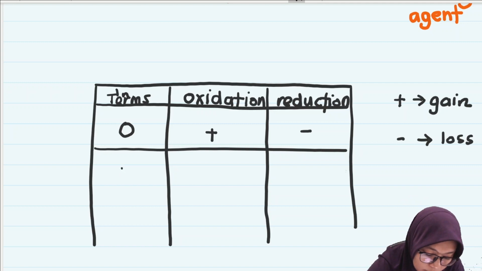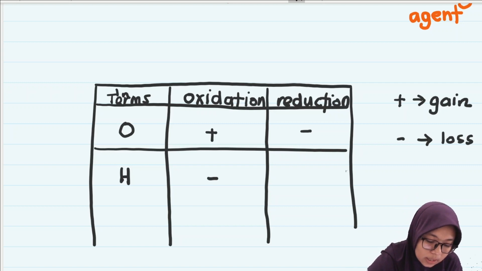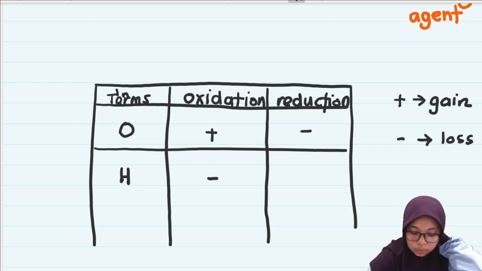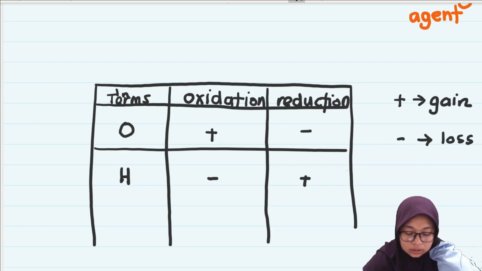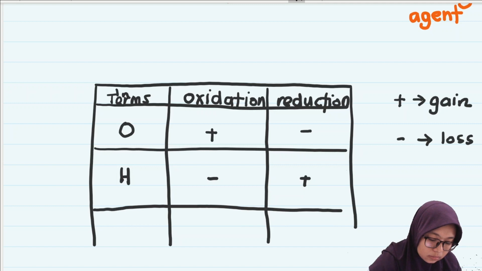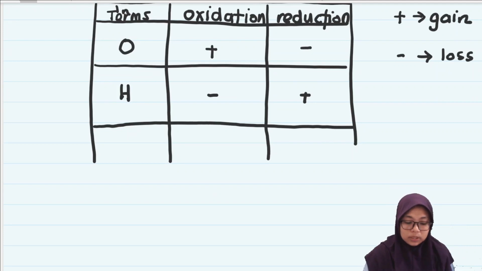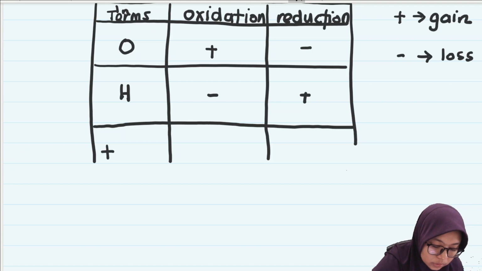But for hydrogen, it's actually reverse compared to oxygen. If the reactant lost the hydrogen during the reaction, we call that reaction oxidation. But if the reactant gains hydrogen during the reaction, we call the reaction reduction reaction. There are another two definitions that we will learn in the next video, which is the third one, transfer of electron.